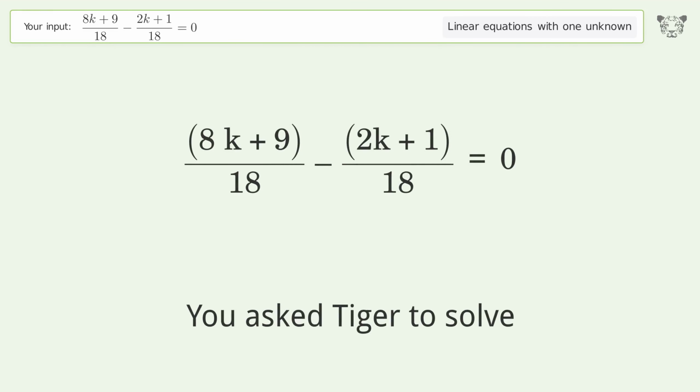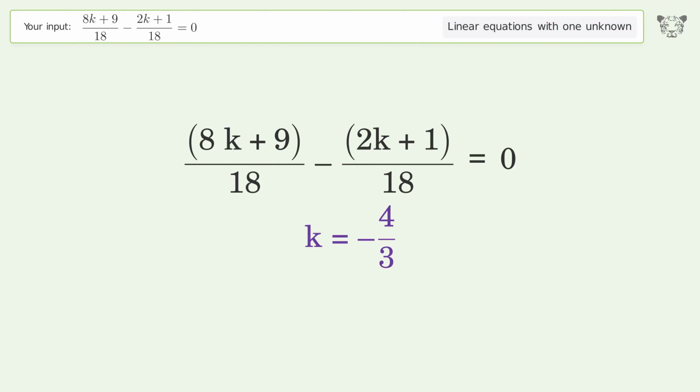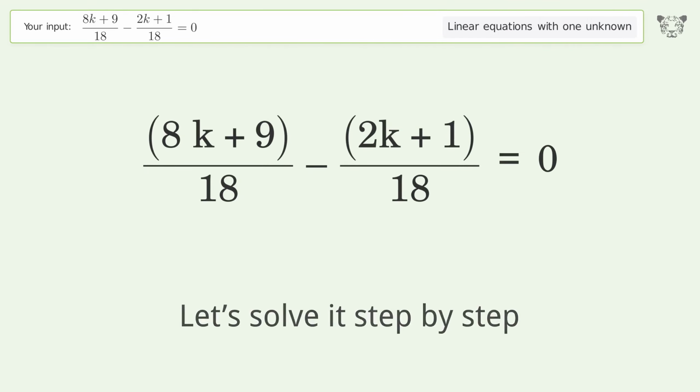You ask Tiger to solve. This deals with linear equations with one unknown. The final result is k equals -4/3. Let's solve it step by step.